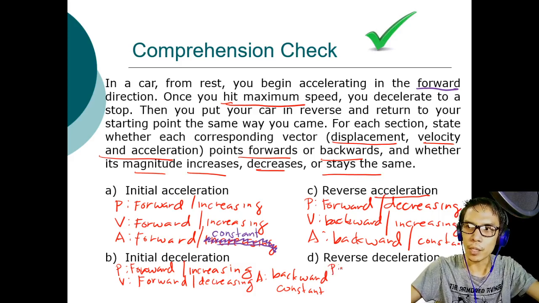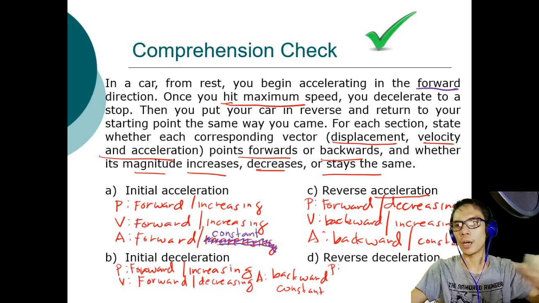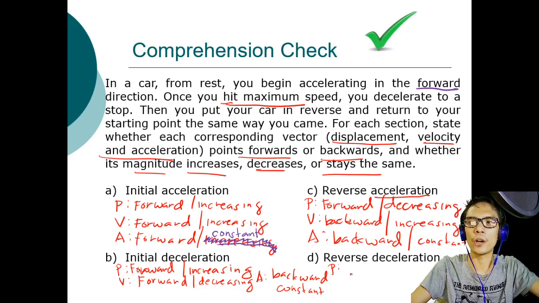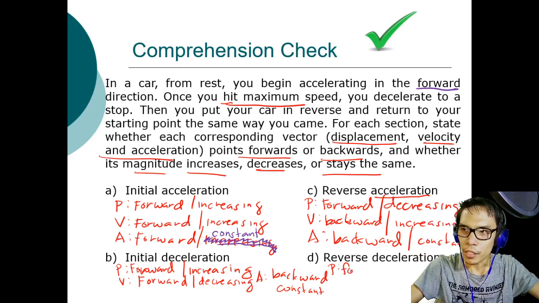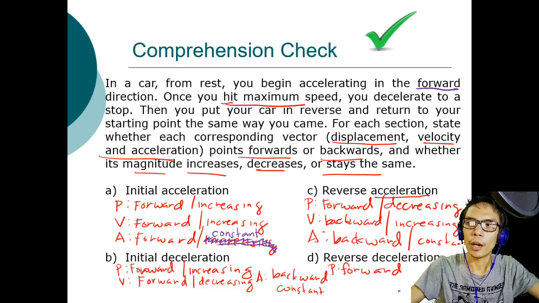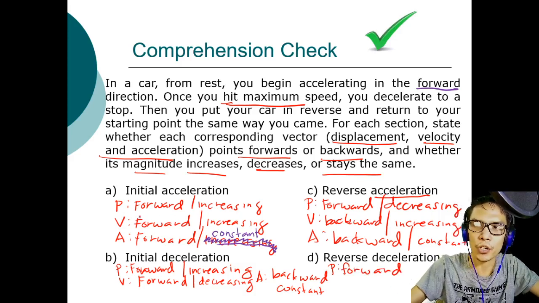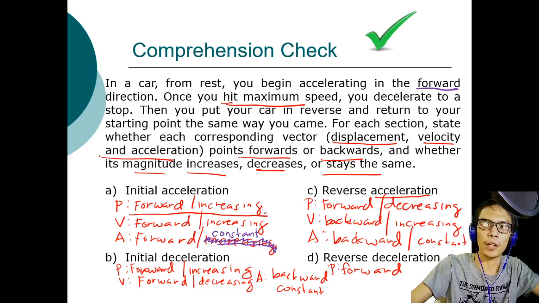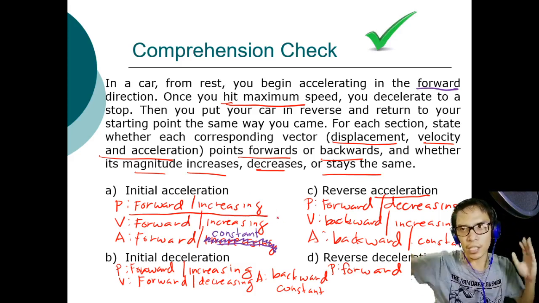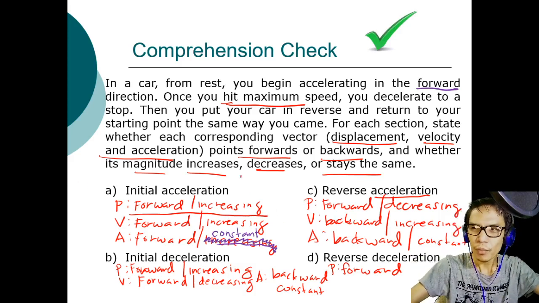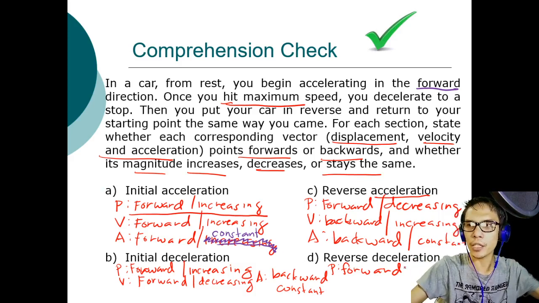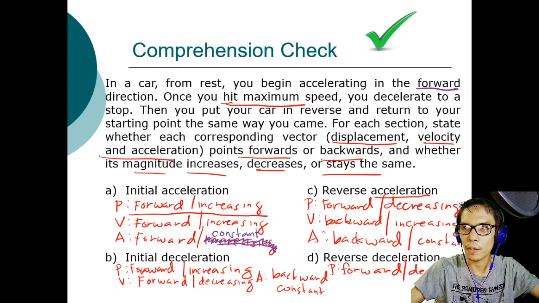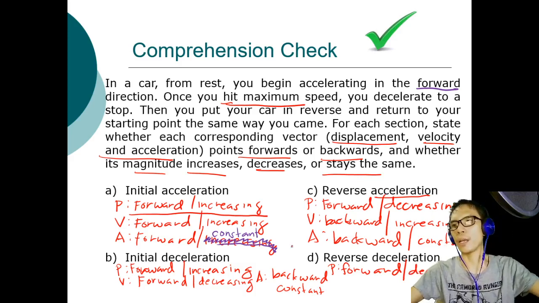Next one is the position for the reverse deceleration. In reverse deceleration, the object starts to slow down, still going forward. In the initial acceleration, this was our answer: the object is going forward and it is increasing. As it goes backward, there's still some vector arrow that goes forward, but it starts to decrease. So, decreasing. Next one.